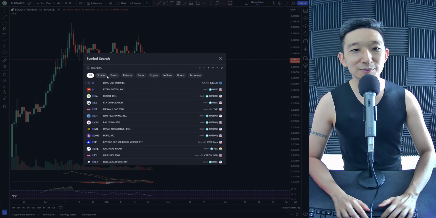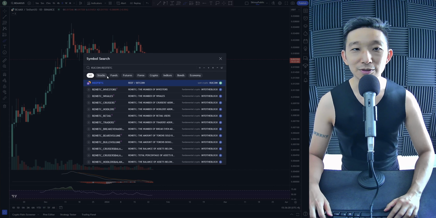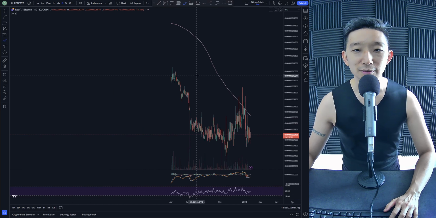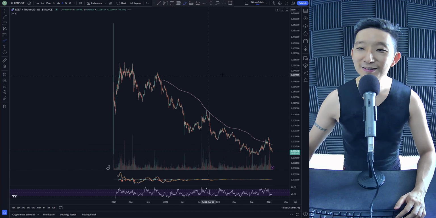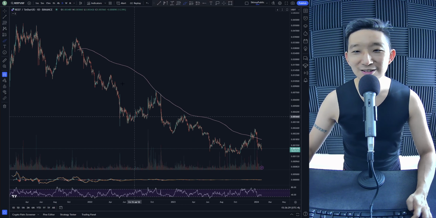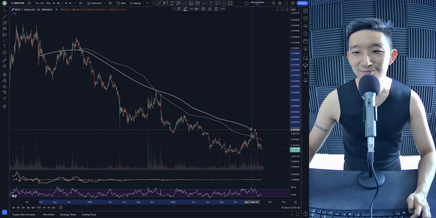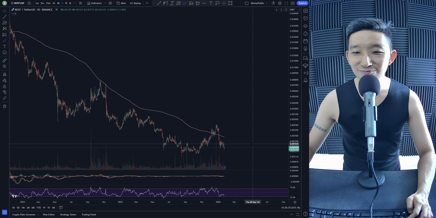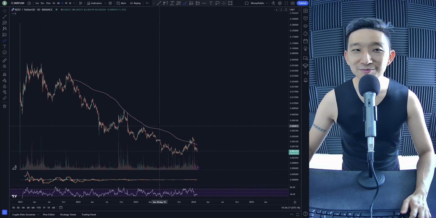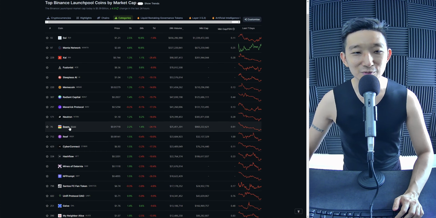REEF. REEF BTC. Here we are for... Why is it on KuCoin? Or is it on Binance? Doesn't exist. REEF against USD. Yeah, no, it's not good. Again, we're under a skinny pink line. Downwards trend. So again, I don't see anything. Stay safe, boys and girls.